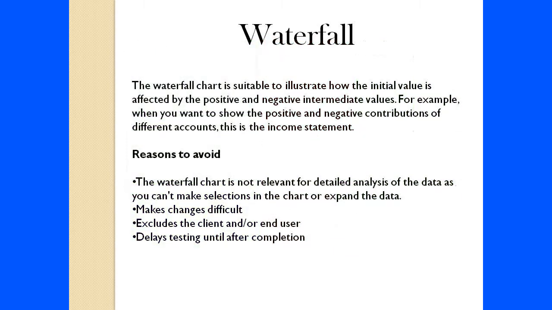Next one is the waterfall chart. The waterfall chart is suitable to illustrate how an initial value is affected by positive and negative intermediate values. For example, when you want to show the positive and negative contribution of different accounts, let's say an income statement, where you want to show the credit and debit of the accounts. So these two variables work as positive and negative values.